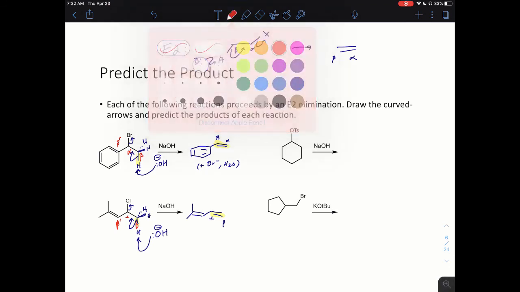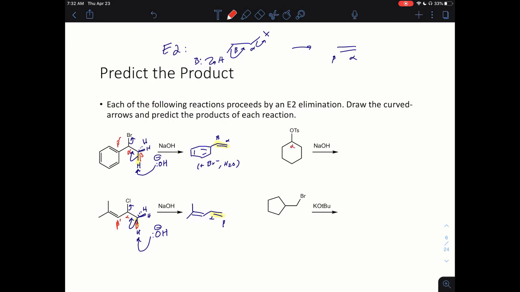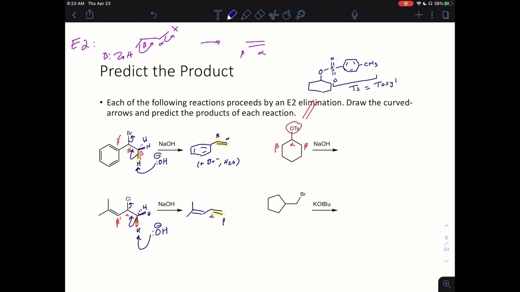Let's keep trying. Now here's the alpha carbon. I put this molecule in for a reason because I need to introduce what OTs is. OTs represents a tosylate. So this is a tosylate, and it's really similar to an alkyl halide. And so the OTs part, I've represented that up here. The Ts stands for tosyl. So let's come back to that in just a sec. Let's look at what happens when we react this molecule with sodium hydroxide.